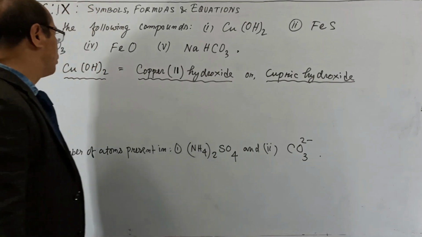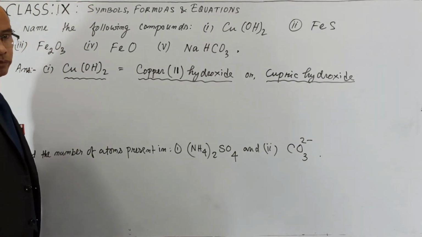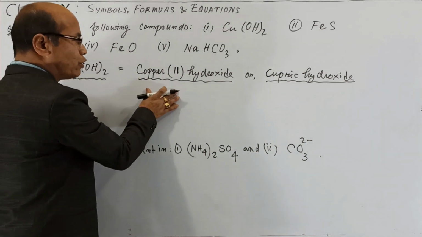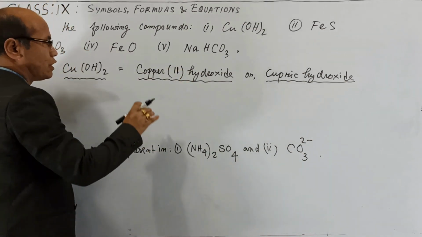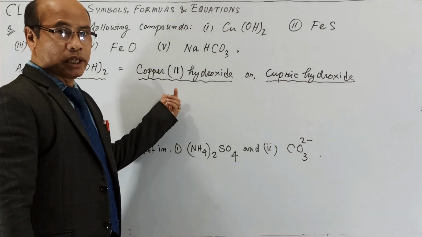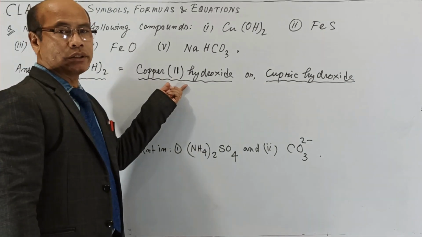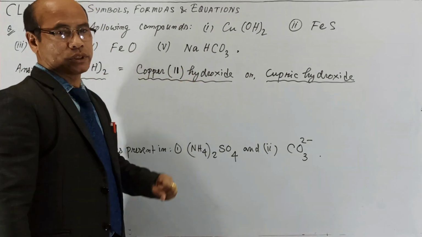Actually, the symbol for copper, Cu, is derived from its Latin name cuprum. In the first name, we do not use that cuprum. Instead, we simply use the English name copper. In such a case, we have to show the valency of the metal. Valency for copper is 2. Because of that, here we are writing copper 2 hydroxide.